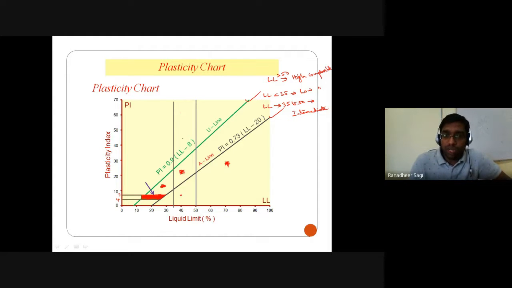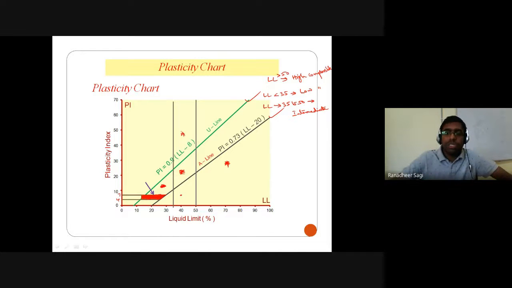In case the data point for that fine grained soil, based on the liquid limit value and the plasticity index value you have determined, falls above your U line, then you cannot clearly say what type of soil it is, because the data above the U line cannot be considered as correct test data. So it is going to be erroneous data. You have to repeat your test again. In case the data point you are getting falls above your U line, you are required to repeat your consistency limit test for that particular soil again.